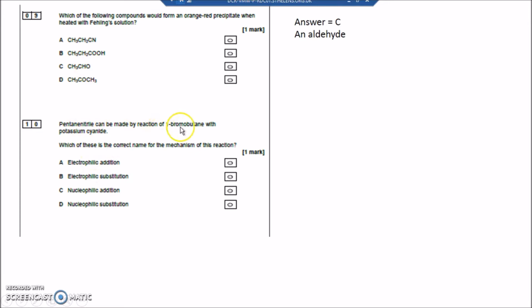Pentanenitrile is made by the reaction of 1-bromobutane with potassium cyanide. So potassium cyanide makes a cyanide ion, a CN- ion with a lone pair of electrons on the C, and the lone pair of electrons attacks the C of the C-Br and releases the Br as a Br-. So the CN- is a lone pair donor. It's a nucleophile, and it replaces the Br. It's nucleophilic substitution. It's D.